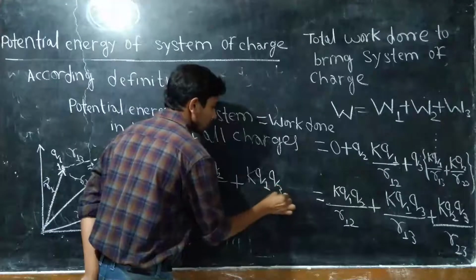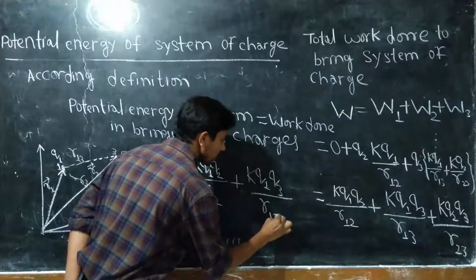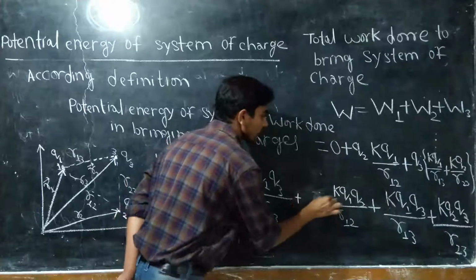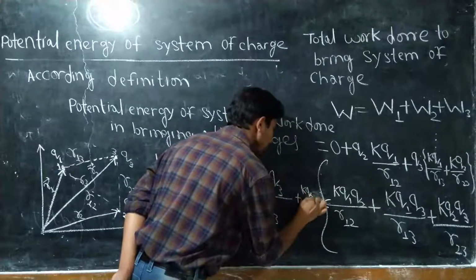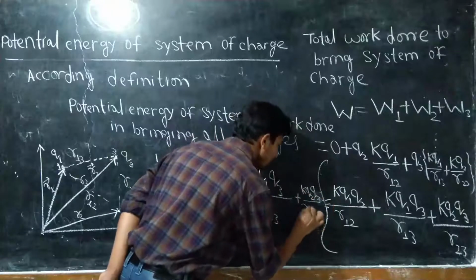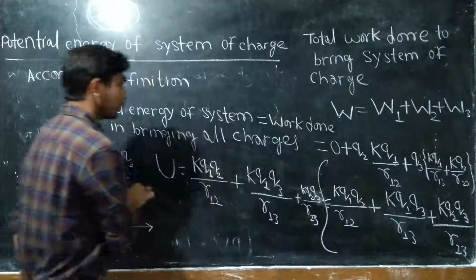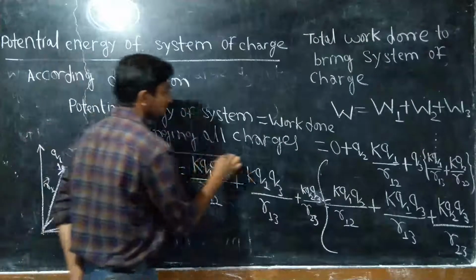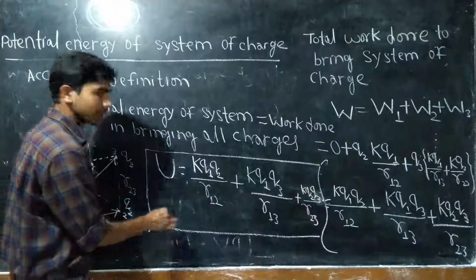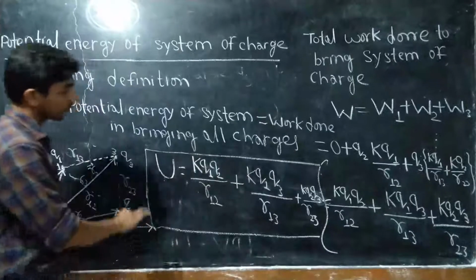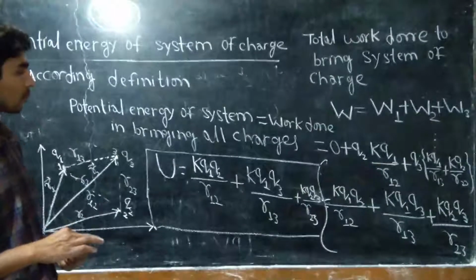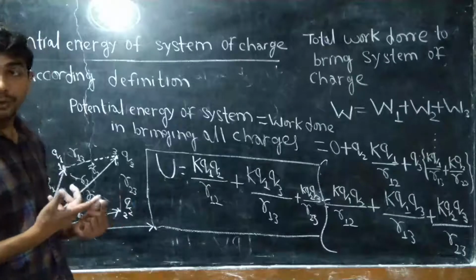So finally we can write potential energy is equal to K Q1 Q2 by R12, K Q1 Q3 by R13, and similarly you can write here K Q2 Q3 divided by R23. So this is your formula to calculate potential energy of system. With the help of this formula you are able to calculate potential energy of system.